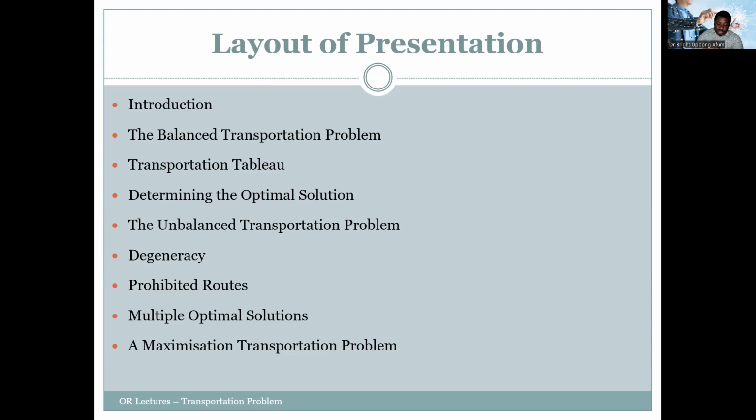And sometimes the problem is not balanced. So it's called an unbalanced transportation problem. So we'll look at what we mean by that. We'll look at the issue of degeneracy. It occurred in the simplex. So we'll see how we can also see it in the Transportation Tableau. And also some prohibited routes. So you are transporting through a route and the route is not available or is prohibited. How do you handle that?